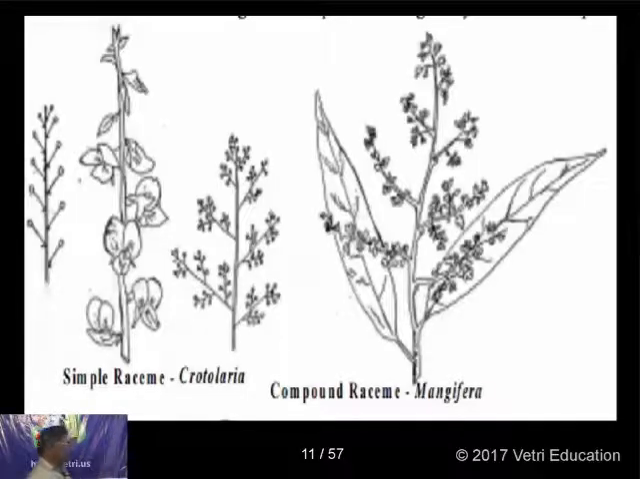Here you can see the first one is a simple raceme, with the schematic diagram also. You can find the flowers arranged from the bracts, and each flower has a pedicel, pedicellate flowers. The example is Crotalaria. In the mango compound raceme you have a number of branches, and each branch has another branch like this. This is a compound raceme you can find in Mangifera.